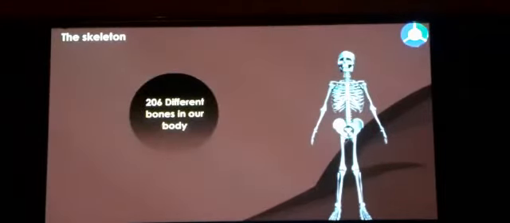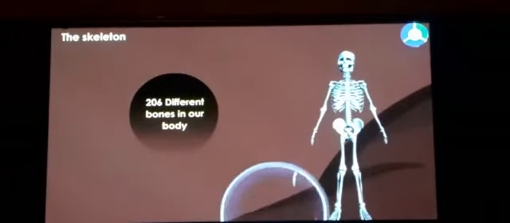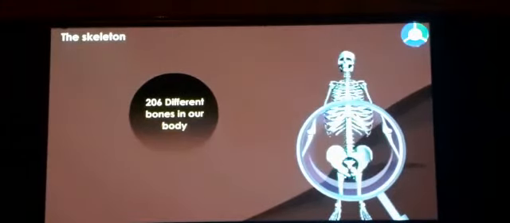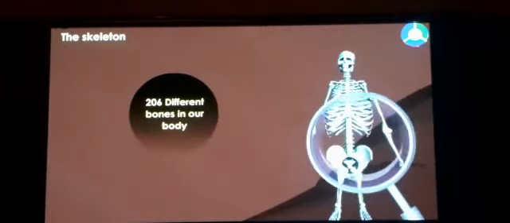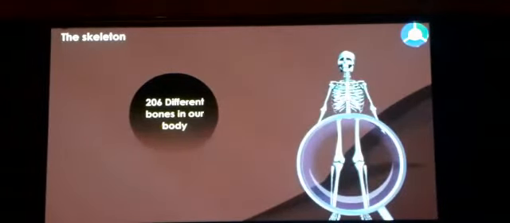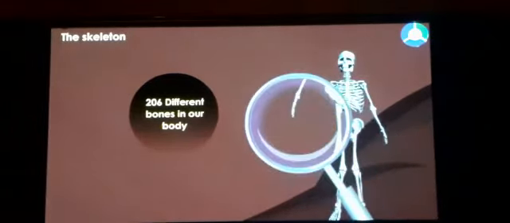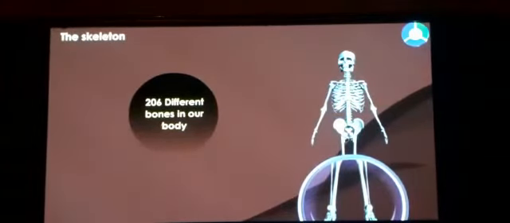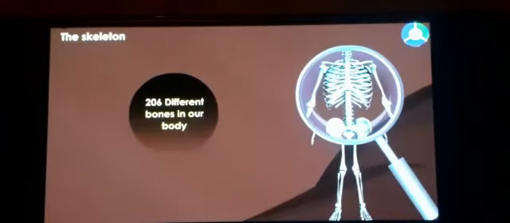Our body has 206 different bones. Bones of the head, shoulder blades and hip are flat bones. The bones of our arms and legs are long bones. The bones in our palms and feet are short bones, and the bones in our backbone or spine are irregular bones.